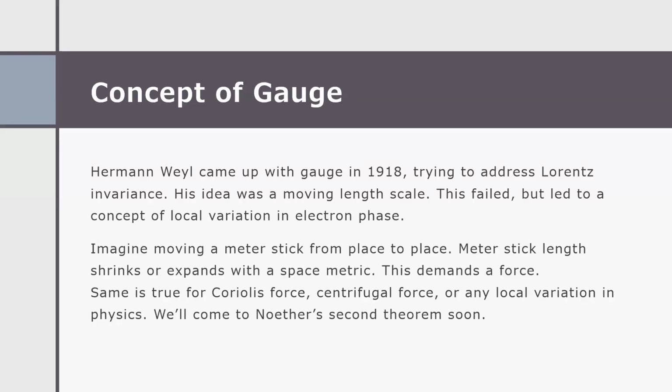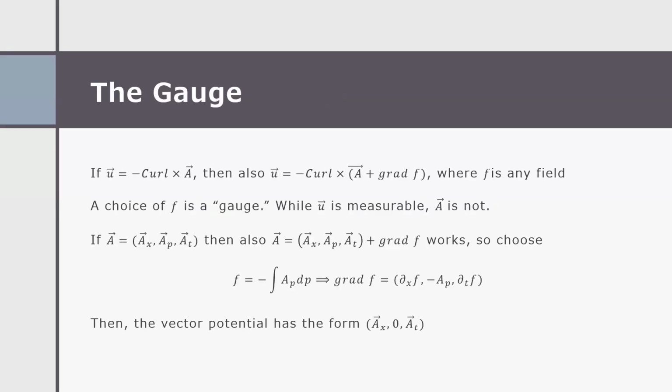And I'm going to skip over this. So if I choose any values for gauge to add to a vector potential, because the curl of that gradient is always zero, you can go ahead and add whatever suitable gauge you want.